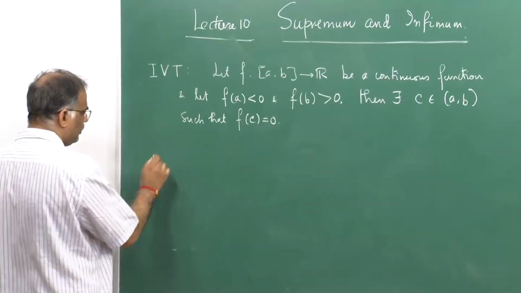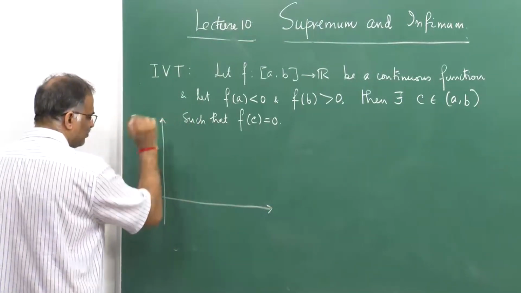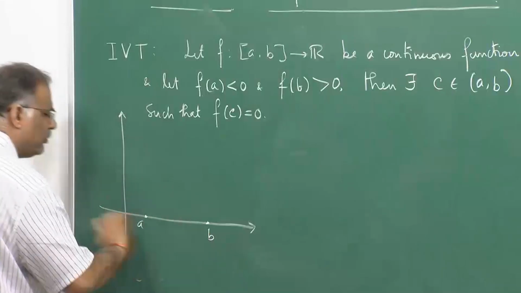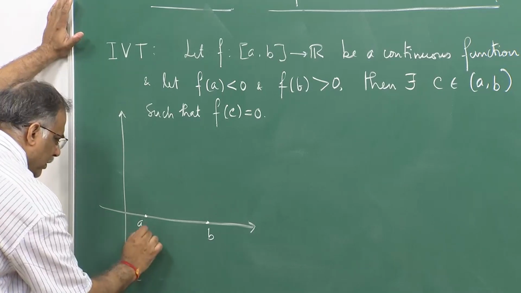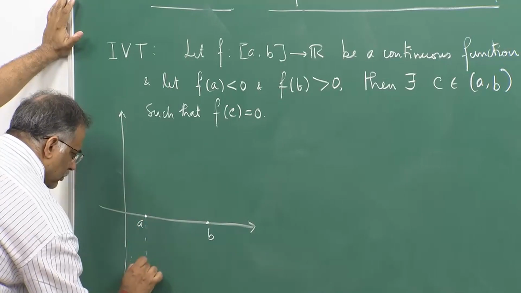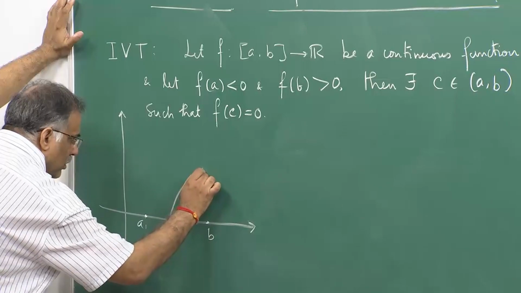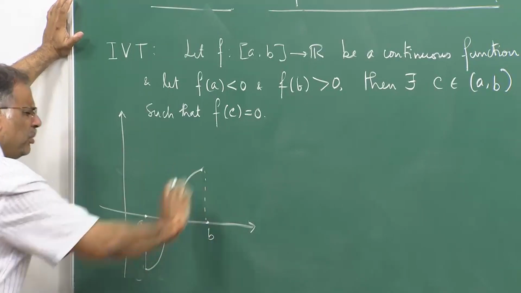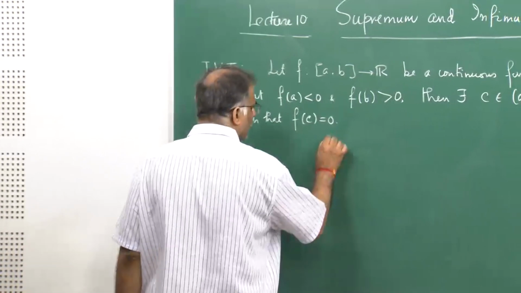So here is your function, or drawing always helps. So this is my A and B. It is not that I have to always draw it on the positive part, I can take any part, but just for the heck of it. So this is your f of A, and this is your f of b. So, f of a is negative, f of b is positive. Now, how would I do the proof? What are the steps?